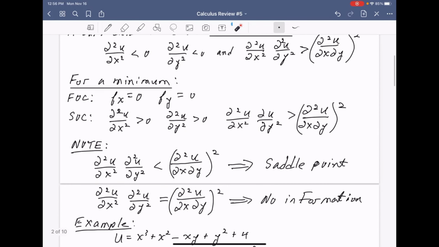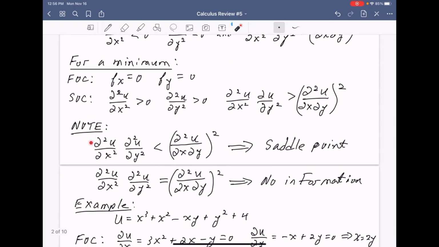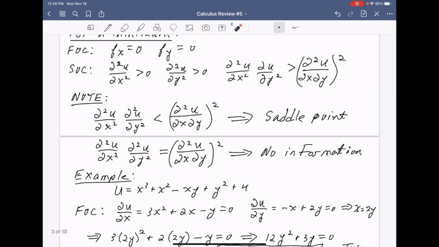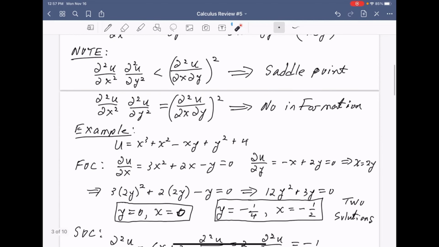Note that if the second partials of x multiplied by the second partials of y are less than this cross product term squared, we end up with a saddle point. If they're equal, where the second partials of x multiplied by the second partials of y are equal to the squared cross partial, then we have no information to tell us whether we're at a maximum, a minimum, or at a saddle point.